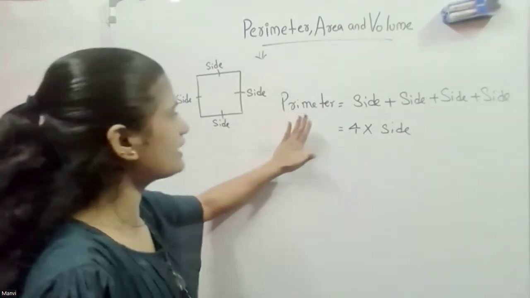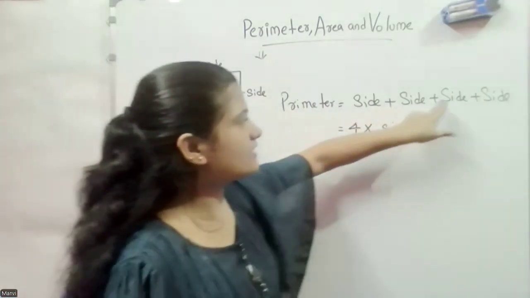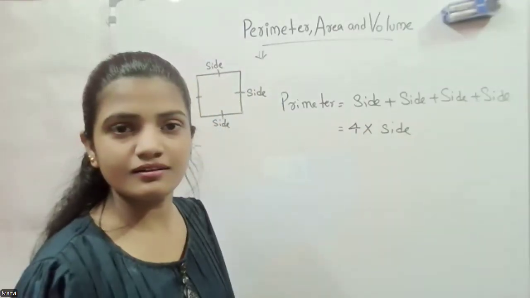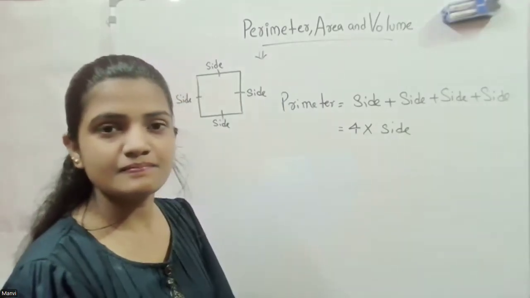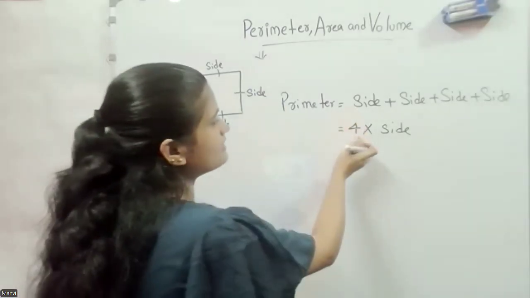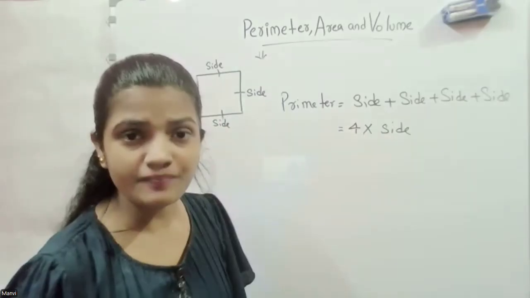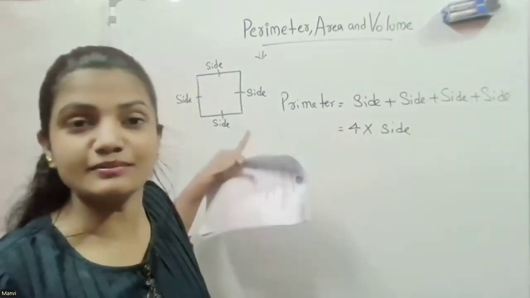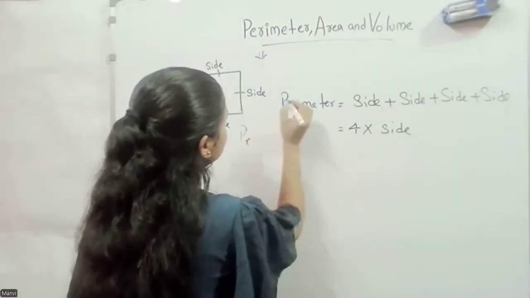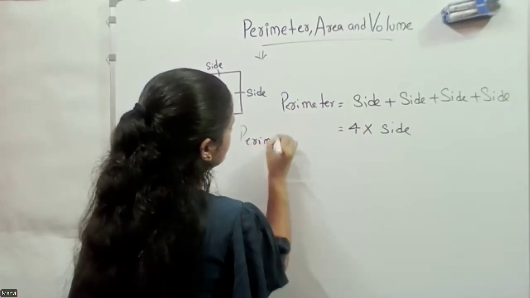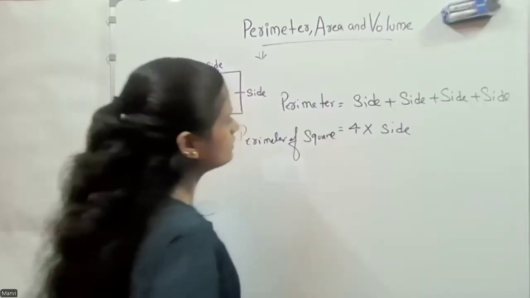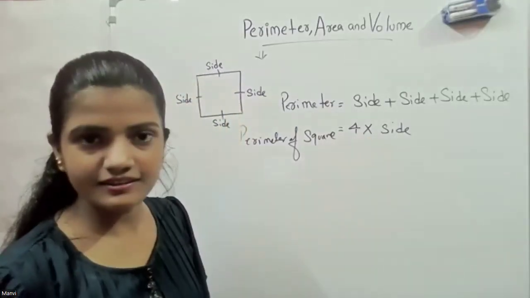So, Kavya, do you agree? Can we write this perimeter as side plus side plus side plus side? It's a square, so in a quick and short way, you can just do 4 times side. Yes, in a simpler way, we can write 4 times side. And that's the formula of the perimeter of a square. Perimeter of square equals 4 times side.